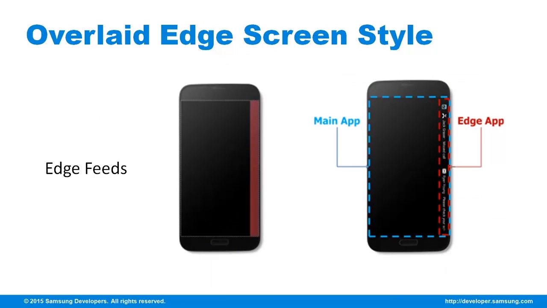As for the Overlaid Edge screen style, like the Galaxy S6 Edge, it's just like a normal device that has the main screen extending to the side, and it only supports the Edge Feeds mode. The Edge Feeds mode is a kind of Edge Single mode that presents simpler information.